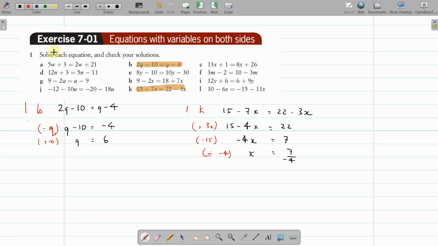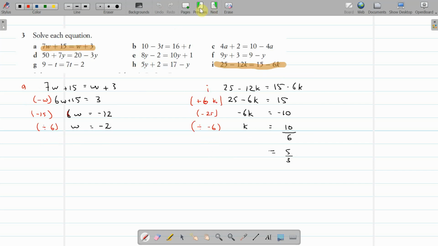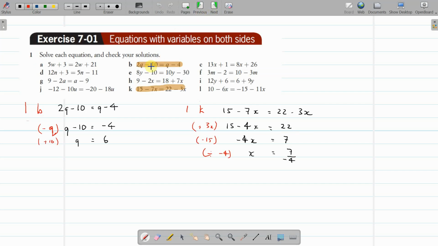Exercise 701, you have to do question 1 and question 3. And I'm going to do 2 worked solutions from each of those. So it'll be 1b here and 1k over here.